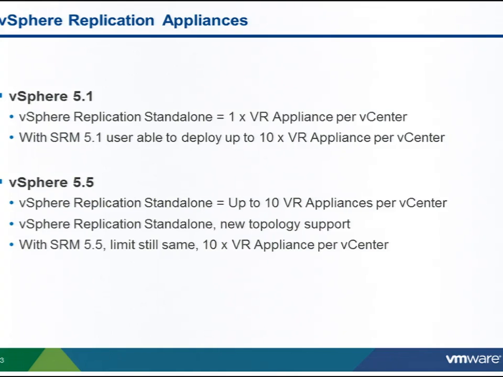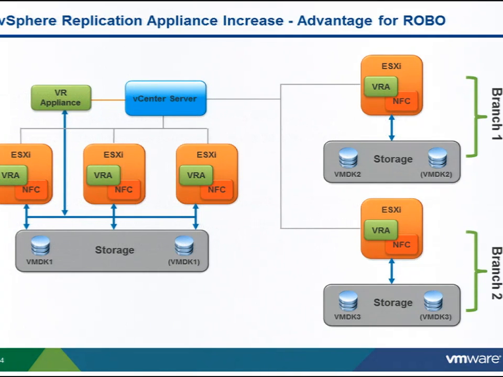Damn it. So vSphere replication appliances, and this comes back to something I said earlier about the number of appliances you can deploy. Remember, in 5.1, if you're using vSphere replication on its own, it's one appliance for the vCenter. If you wanted to deploy more than one appliance, you had to be using SRM. In 5.5, we will now let you deploy up to 10 vSphere replication appliances per vCenter, whether you're using SRM or not. So even if you're just using vSphere replication in what we've been calling standalone today, you can do that. Why would you want to?